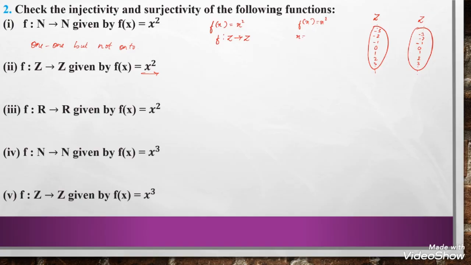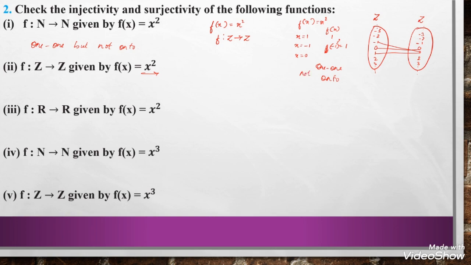Now I substitute x is equal to 1. Then f of x should be 1 square, which is 1. So 1 is related with 1. Again, I substitute x is equal to -1. Then -1 whole square will be +1 only. So -1 is related with 1. Then f of 0, x is equal to 0, so 0 is related to 0. Similarly, whatever values we take, positive and negative values have this image. So it is neither 1-1 nor onto.